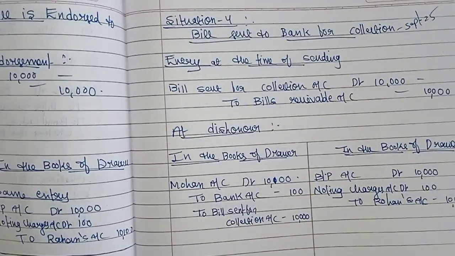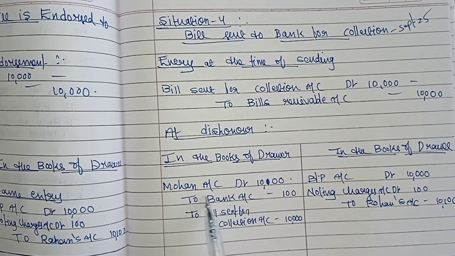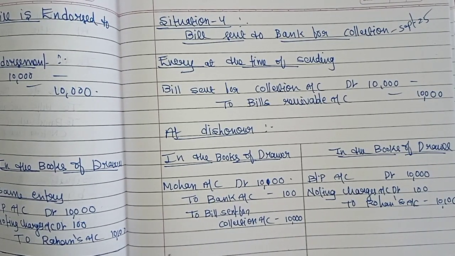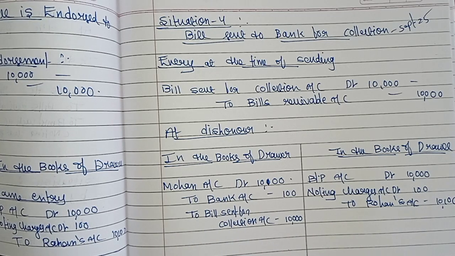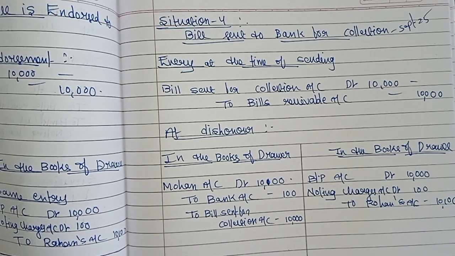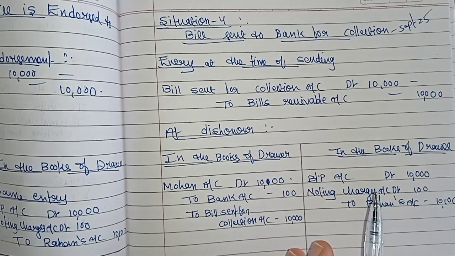And bill sent to bank for collection, here again debit Mohan's account, to bank account, that is the noting charges, and to bill sent for collection, which cancels the bill sent for collection account because Mohan fails to pay the amount on the due date. So finally, in all four situations, when the bill is dishonored, the bill arrangement is cancelled. So Mohan again becomes the debtor and Rohan again becomes the creditor. That's it. This is the dishonor of a bill.